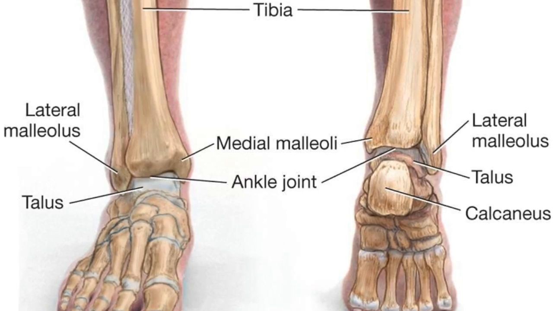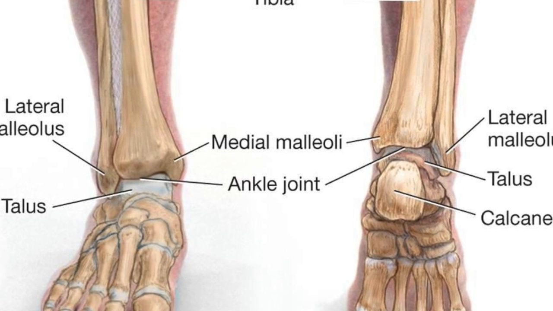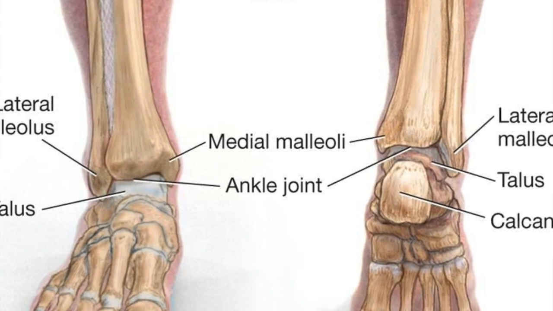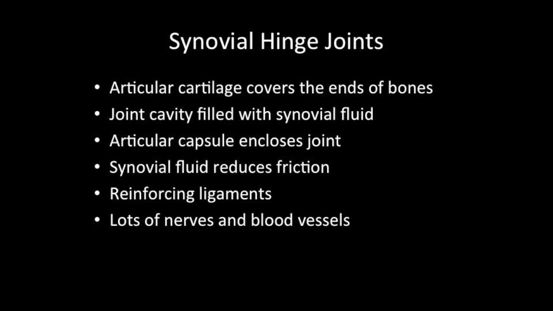The tibio-talar joint, also known as the ankle, is a very complex joint that has many bones and ligaments. More specifically, this joint is a synovial hinge joint. It has 6 major features in its general structure that are characteristic of a synovial joint. They are articular cartilage, a joint cavity, an articular capsule, synovial fluid, reinforcing ligaments, and a rich supply of nerves and blood vessels. As a joint, the tibio-fibular-talar joint's main purpose is movement.